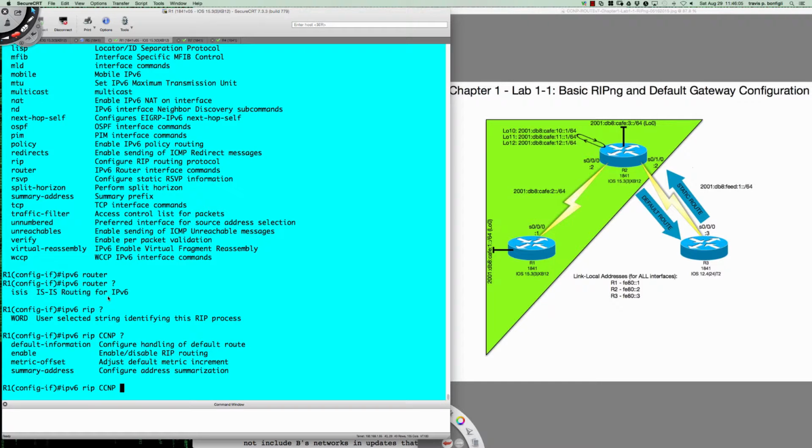I then have the metric offset, and that would be to adjust the metric if I wanted it to have a different metric than what it's being received with. And then we've got the summary address, and again, that's if I want to do summarization. You'll notice there is no option here for Poison Reverse. And now let me roll back to the RFC.